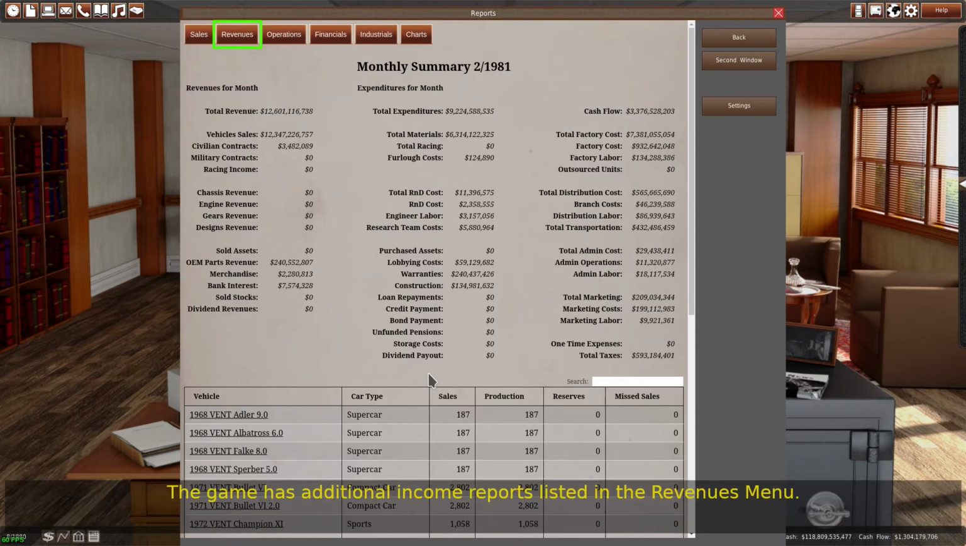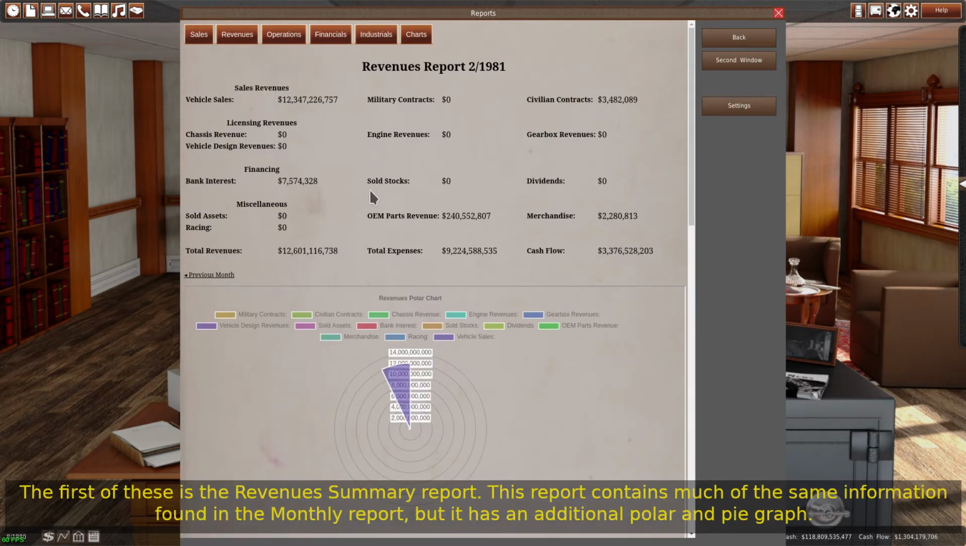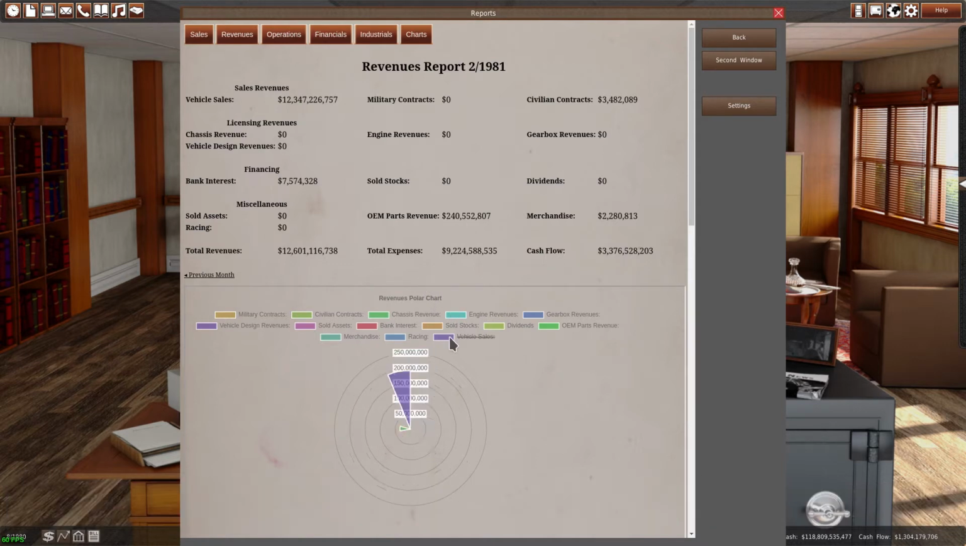The game has additional income reports listed in the revenues menu. The first of these is the revenue summary report. This report contains much of the same information found in the monthly report, but it has an additional polar and pie graph.